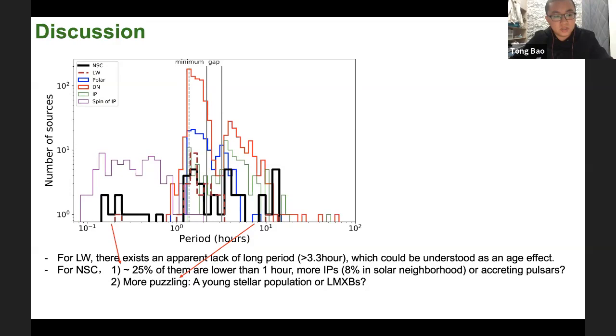While for the nuclear star cluster region, a quarter of them are with period lower than 1 hour, which may indicate a higher fraction of IPs compared to the solar neighborhood, or some of them could be accreting pulsars. Well, the more puzzling one is this separated population in the long period range. It could be a younger stellar population of CVs formed recently, or they could just be the low mass X-ray binaries. This is still open to discussion, and we're happy to hear different opinions.